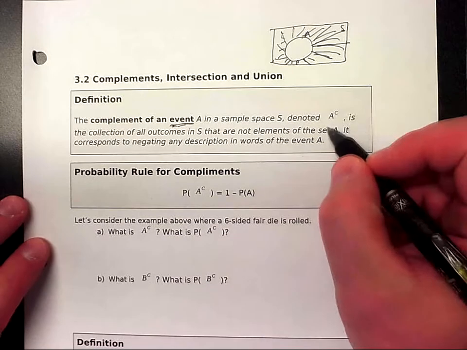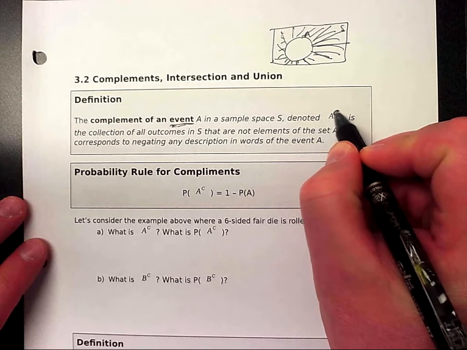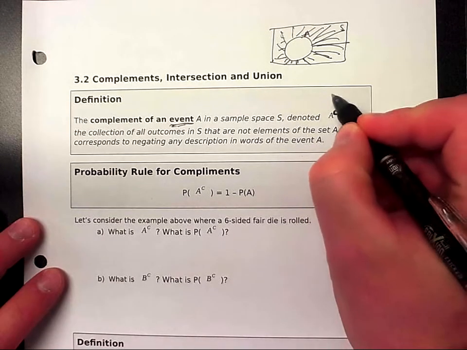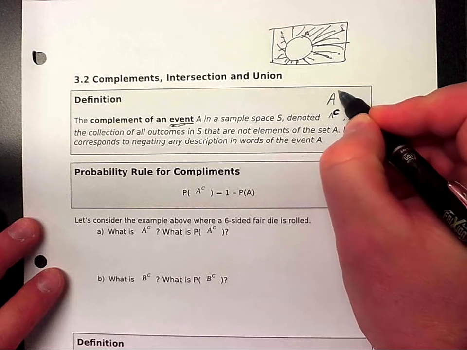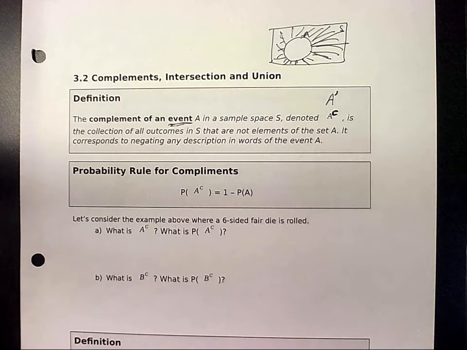The symbol that we use for the complement is kind of like a little C in the exponent. Some books will have it where the complement is just like a little apostrophe. Those are A complements. Any questions about A complement?